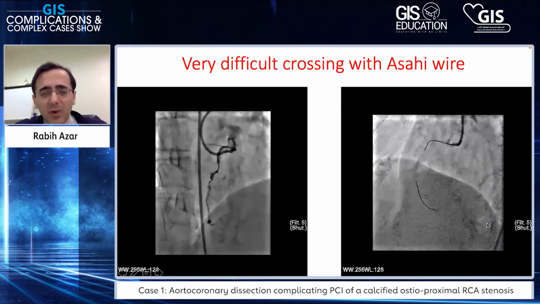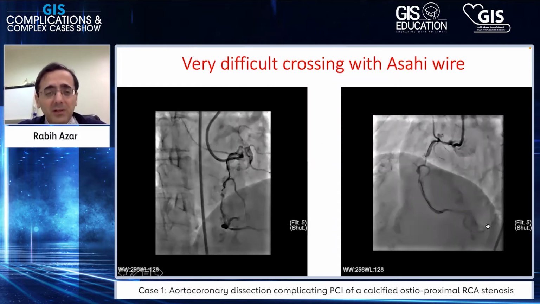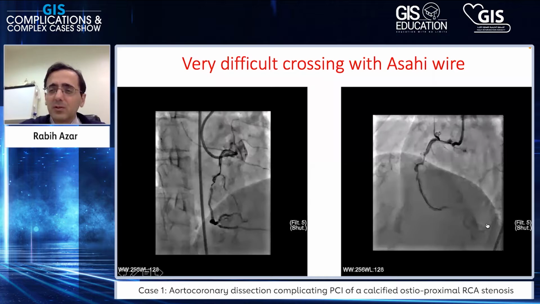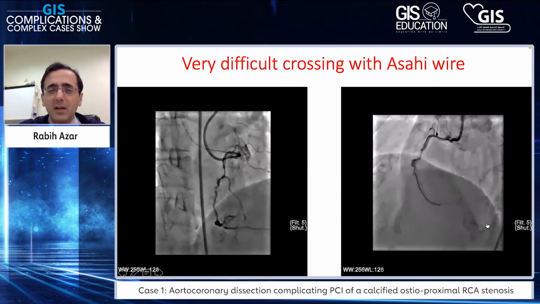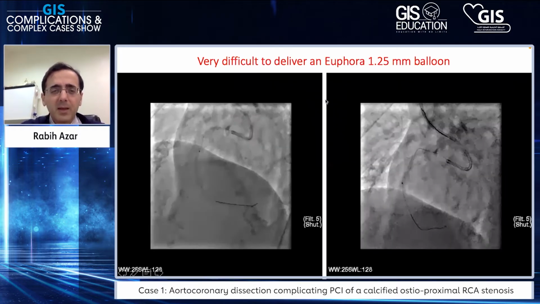And in fact, it was a nightmare to cross the lesion. It took me a long time to cross it, and finally I was able to cross it with an Asahi wire. And you see on the right-hand side of the screen how I was able to cross and get that wire distal in the RCA.